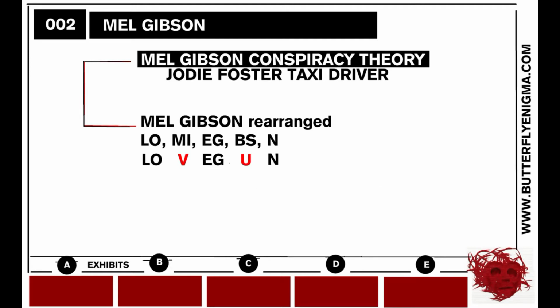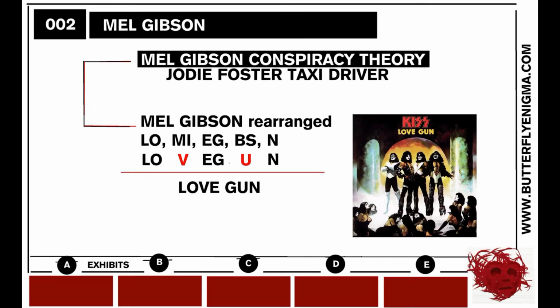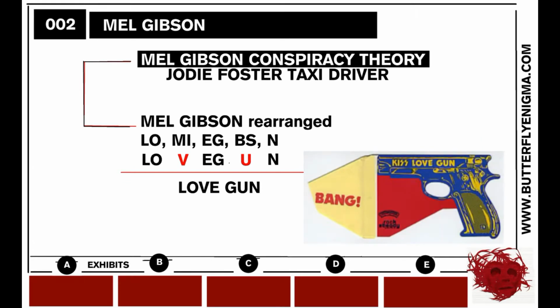The letter group LOMIEGBSN now becomes LOVEGUN, which spells Love Gun. Love Gun is the name of the 1977 album by the band Kiss. When vinyl LP copies of the album were released in 1977, the album came with a paper handgun inside. Therefore, Love Gun equals handgun.